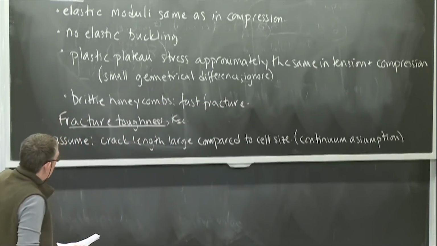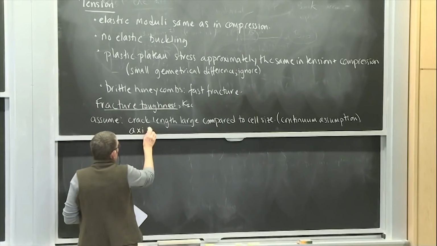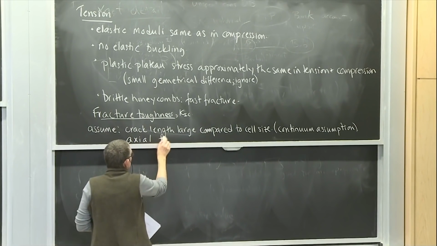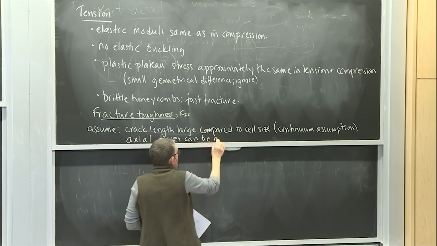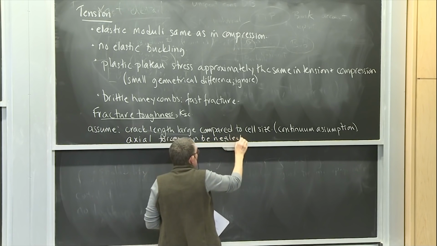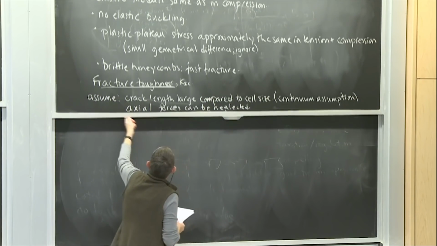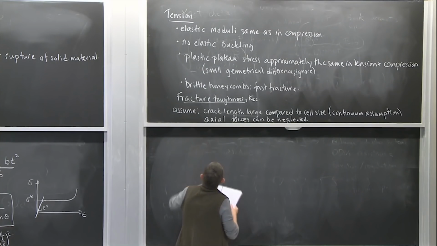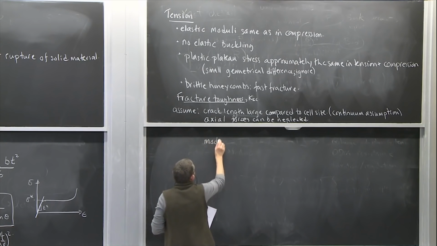So we'll come back to that. I'm going to say that axial forces can be neglected. So we're just going to look at bending forces. And I'm also going to assume that the modulus of rupture is constant for the cell wall.